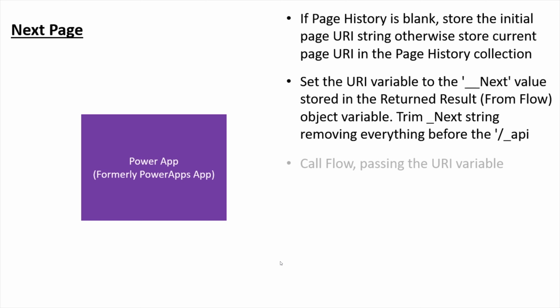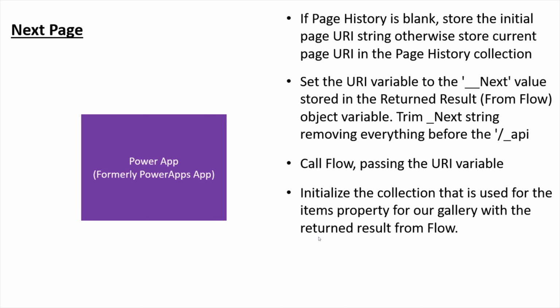We pass that URI variable to Flow, and then we initialize the collection that is used for our property, for our gallery. So again, our collection that our gallery items are based on, we initialize that again, or we clear that collection with the returned result from Flow. And we increment our current page variable.